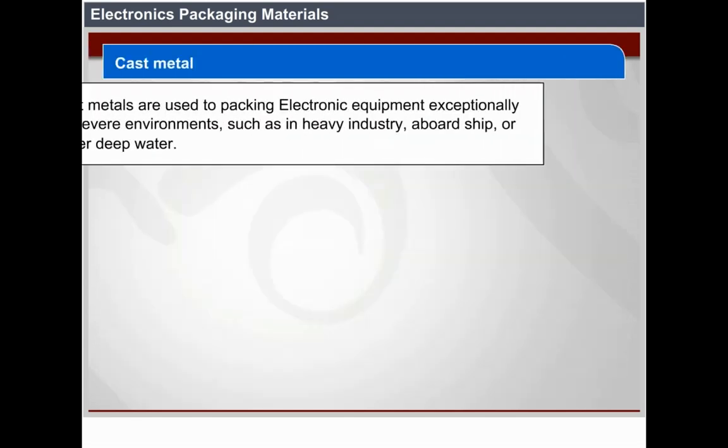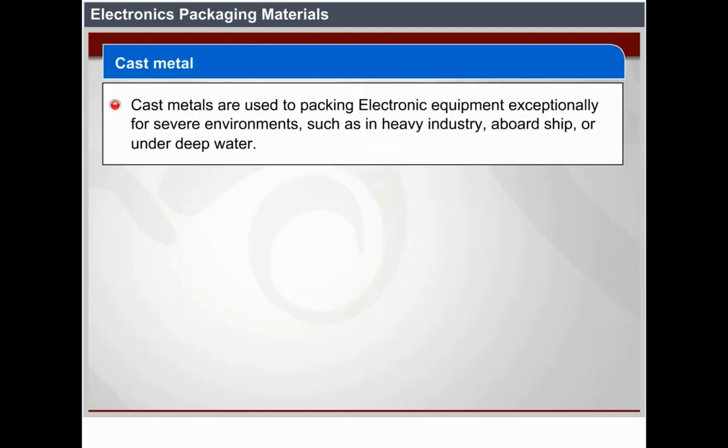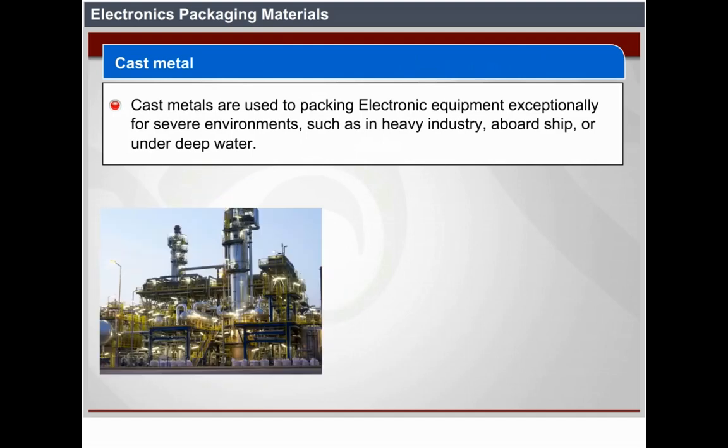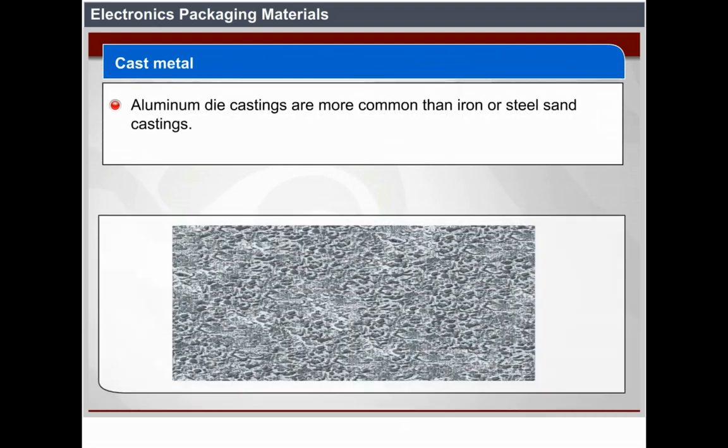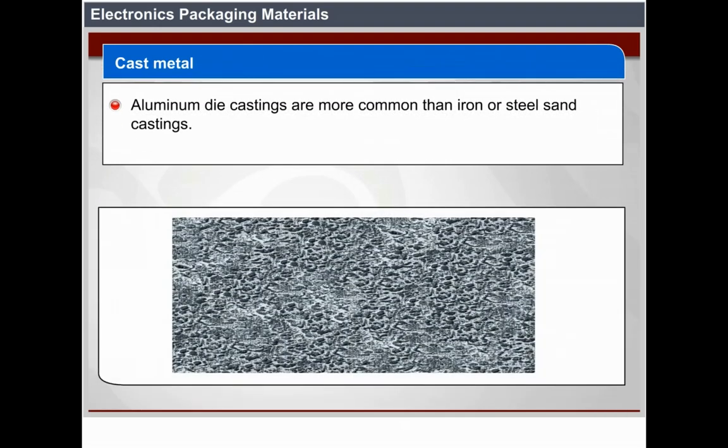Cast metal. Cast metal is used to package electronic equipment for exceptionally severe environments such as heavy industry, aboard ships, or deep underwater applications. Aluminum die castings are more common than iron or steel sand castings.